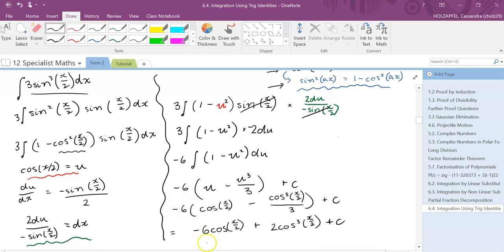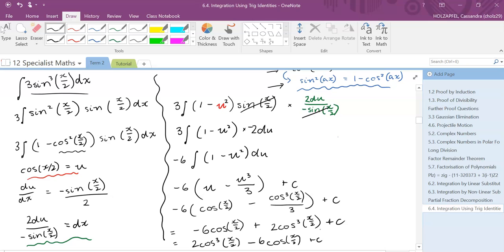Okay, and I've just gone into the back of your textbooks as well just to check that, and that is the correct solution. Your textbook has this written the other way around, so 2 cos cubed x over 2 minus 6 cos x over 2 plus c, but the values are going to be equivalent.